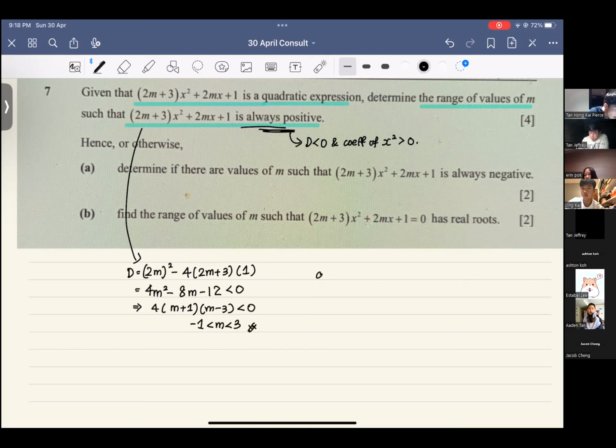But at the same time, remember, it's a happy face, so you need the coefficient of x squared to be more than 0. Therefore, m must be more than negative 1.5. Now, take the intersection of both. The answer will turn out to be still negative 1 less than m less than 3. Okay, that is the first part of question 7.